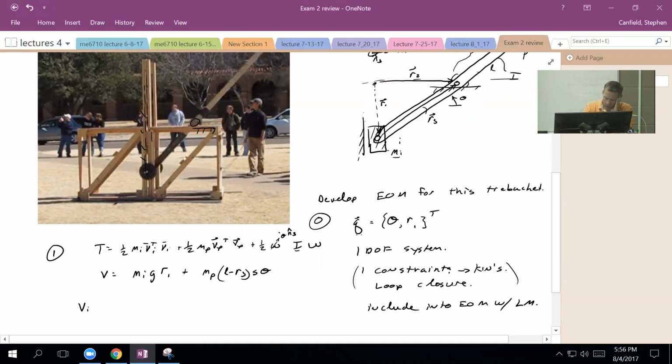Now to get T, I need the velocities. And I'm going to try to write the velocities in terms of my generalized coordinates. So V sub I looks pretty straightforward. It's the d/dt of R sub 1, which is on a prismatic joint, so it doesn't change direction, only changes length, so I'll get an R1 dot in, looks like, the negative N2 direction.